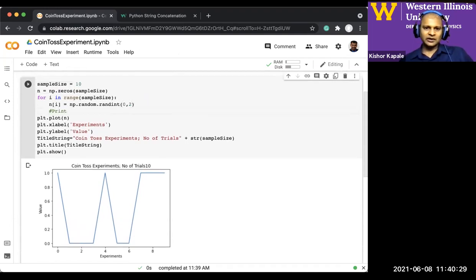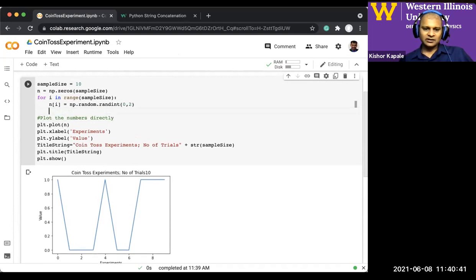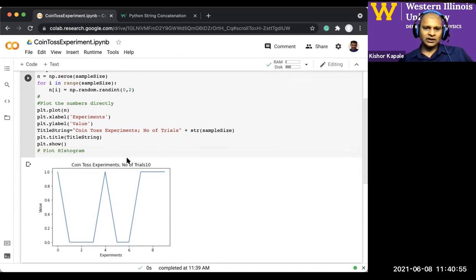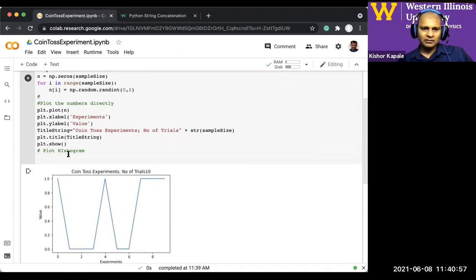So here we are saying print, or rather plot. Okay, that's what we did there. Plot the numbers directly. And now we plot the distribution. So let's plot the histogram. Okay. And so the matplotlib library also has functions to plot histograms.